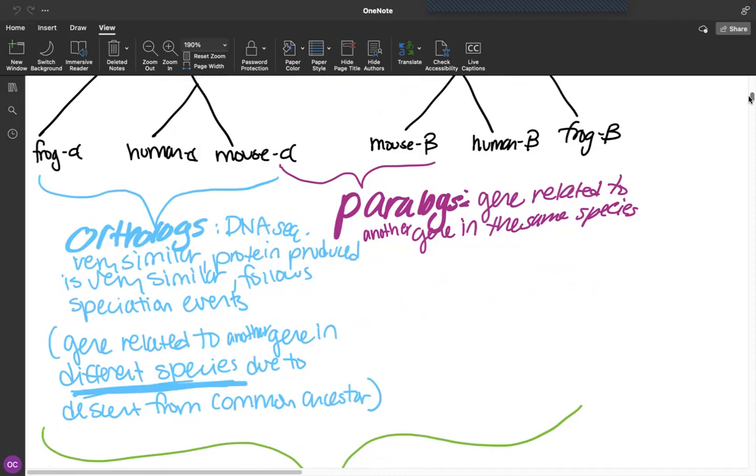So you're looking at a gene that's very similar to a gene in a different species. And that helps you understand their descent from a common ancestor. Now, paralogs are genes related to another gene in the same species. So that can also help you understand the genetic variation of genes within the same species.